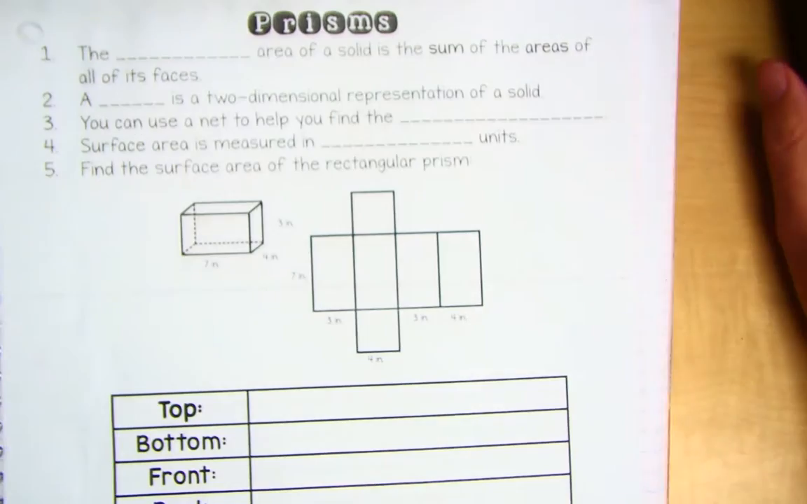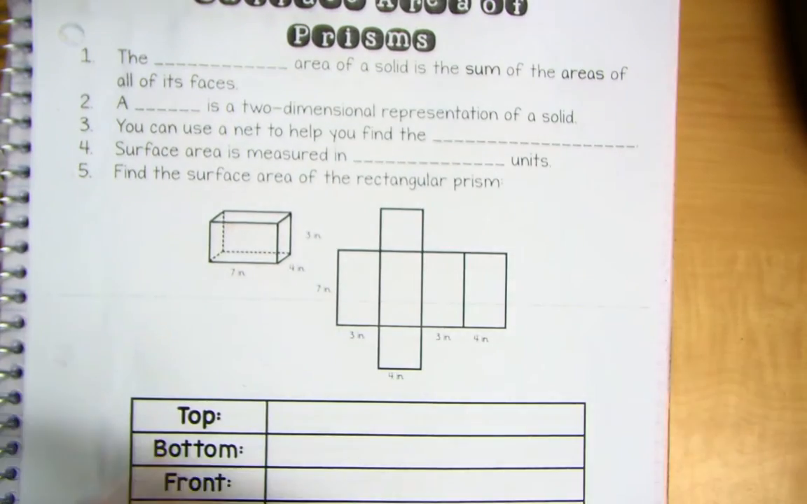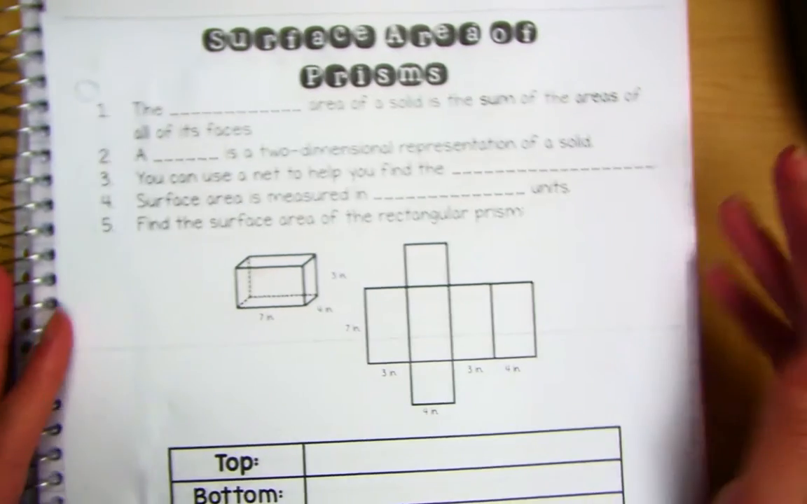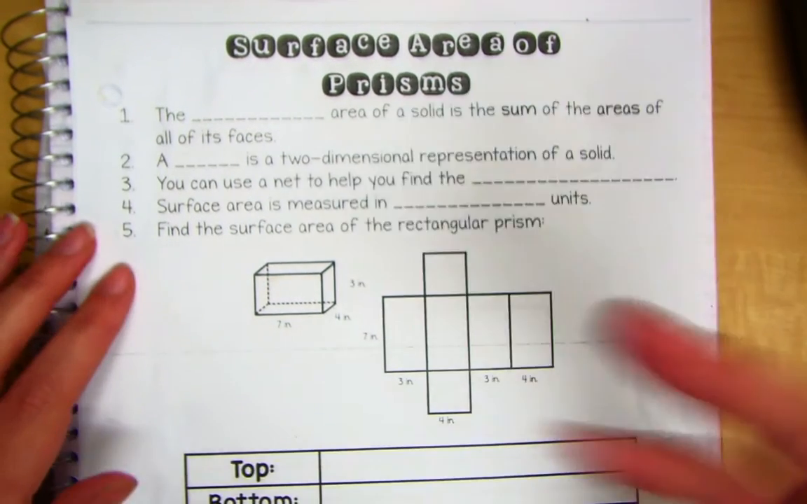All right, today we're going to be talking about surface area of prisms. We're going to be focusing today on rectangular prisms. So we're going to begin with some definitions.